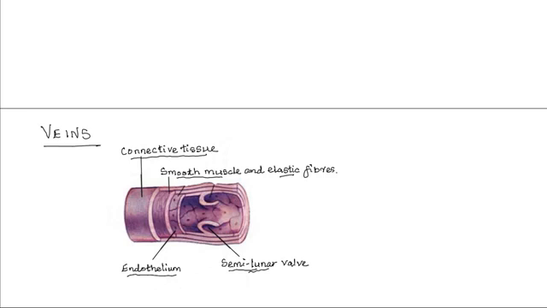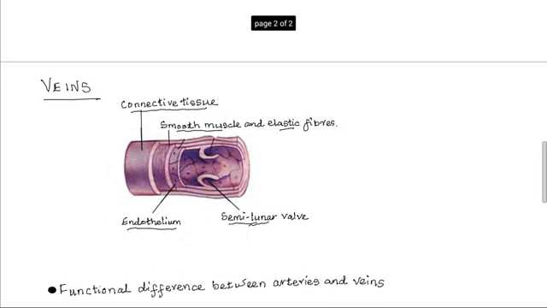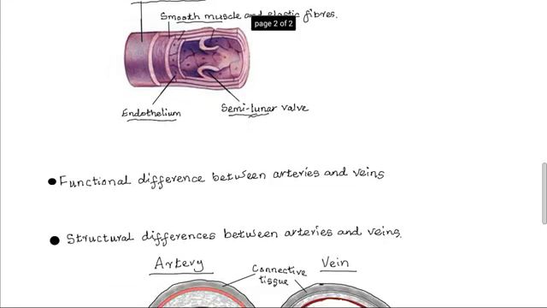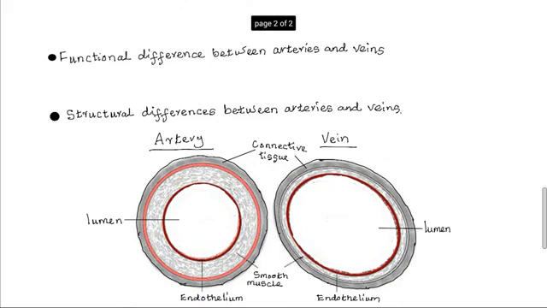Now, we can look at the differences between arteries and veins. For convenience, we can look at functional differences and also the structural differences. Functionally, the arteries carry blood that is under considerably high pressure, while veins carry blood that is under low pressure. So the first point of functional difference is the blood pressure. High pressure in the artery, low pressure in the vein.